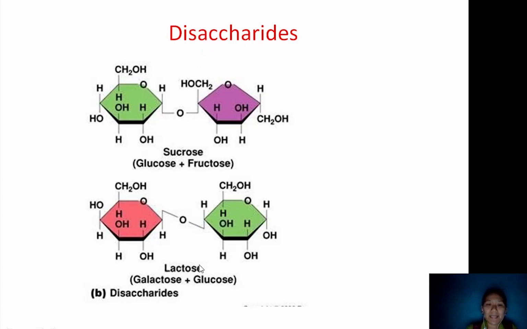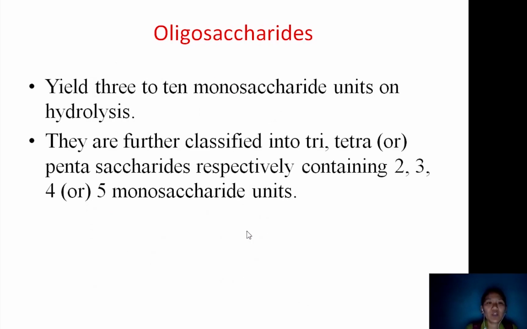Another example is lactose. When lactose is hydrolyzed, it gives us galactose and glucose. This is a disaccharide. Another example is maltose, which is composed of 2 glucose sugars. When maltose is broken down or hydrolyzed, we get 2 molecules of glucose. Next is oligosaccharide. This oligosaccharide is again a type of carbohydrate, which when hydrolyzed gives us from 3 to 10 monosaccharide units.